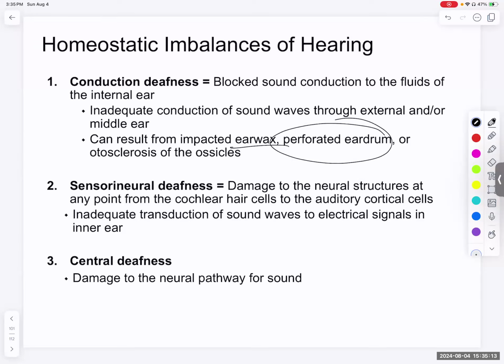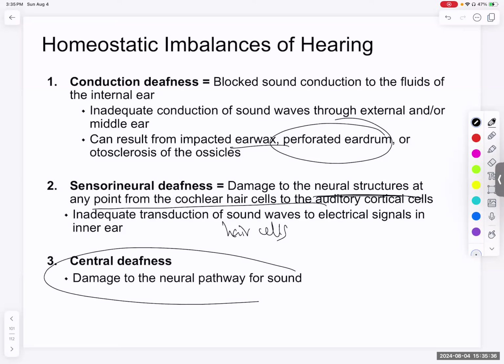That's different than sensorineural deafness. That's where you have damage to the neural structures. Say, for example, the hair cells are damaged, or there's some structural damage to the cochlea. That's going to be sensorineural deafness. Central deafness would be you have something in your brain, damage to the neural pathway.